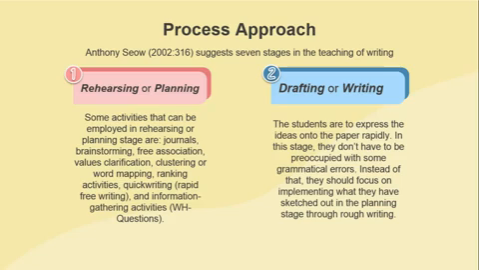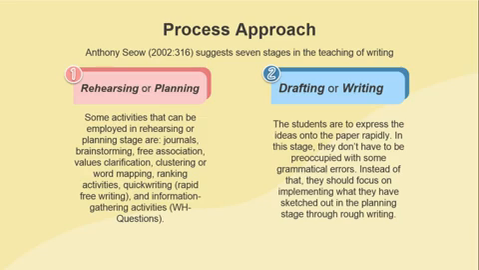Process approach. Anthony Shaw suggests seven stages in the teaching of writing. First, rehearsing or planning. This stage involves finding a topic, thinking about the topic, letting ideas interact, develop and organize themselves, and thinking about the audience and the purpose of writing the text.